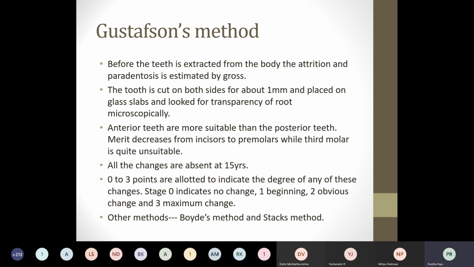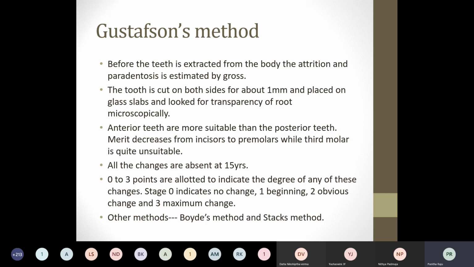And normally, how we grade this Gustafson's method is we give points. 0 to 3 points are allotted to indicate the degree of any of these changes. So stage 0 is where there is no change. For example, if you just take attrition, 0 means there is no attrition, and 1 means there is just the beginning of attrition, and 2 where there is an obvious change, and 3 there is a maximum change.